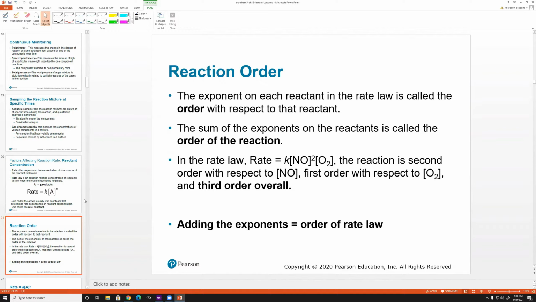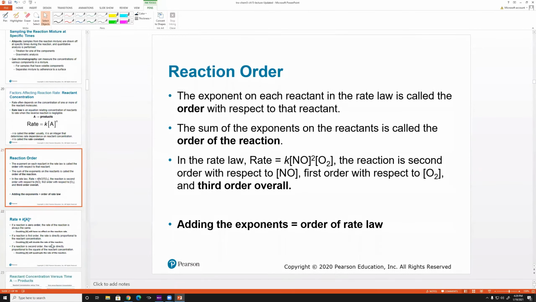Now we can talk about order. For an example, if we have our rate equals K times, in some reaction that's not written here, 2NO plus O2, then our rate law would be the concentration of NO squared times the concentration of O2, and our exponents, meaning there's a 1 here, added up would equal the order of the reaction. So order of the rate law. So a very key component, if you don't want to get too crazy with this: add up the exponents for the rate law. That determines the order of the rate law.